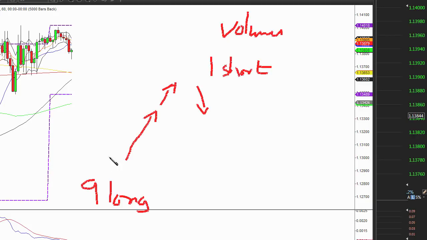What else could have happened is that of these 9 people who are long, maybe some of them have started banking profits. That could add to the pressure, which would help push the market over as well. When you're banking profits, you're effectively turning a long into a sell at that point, so it's creating selling pressure. So there's a couple of reasons there for how a market can move.